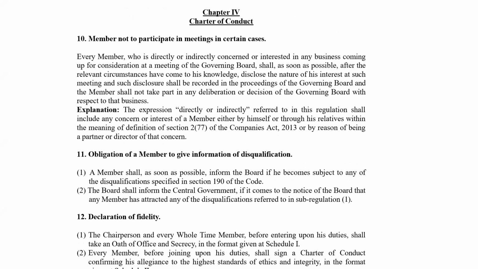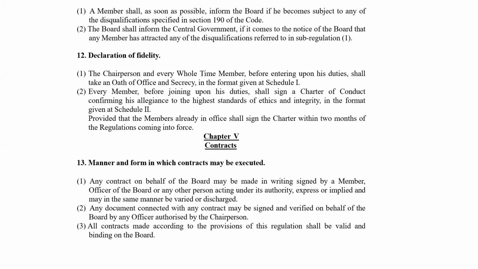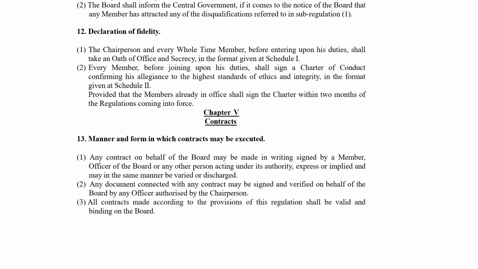Now obligations of a member to give information of disqualification. A member shall as soon as possible inform the board if he becomes subject to any of the disqualifications specified in section 190 of the code. The board shall inform the central government if it comes to the notice of the board that any member has attracted any of the disqualifications referred to in sub-regulation 1. Declaration of fidelity. ठीक है, then manner and forms in which contracts may be executed. खास important है. Affixation. Meetings of the committee.